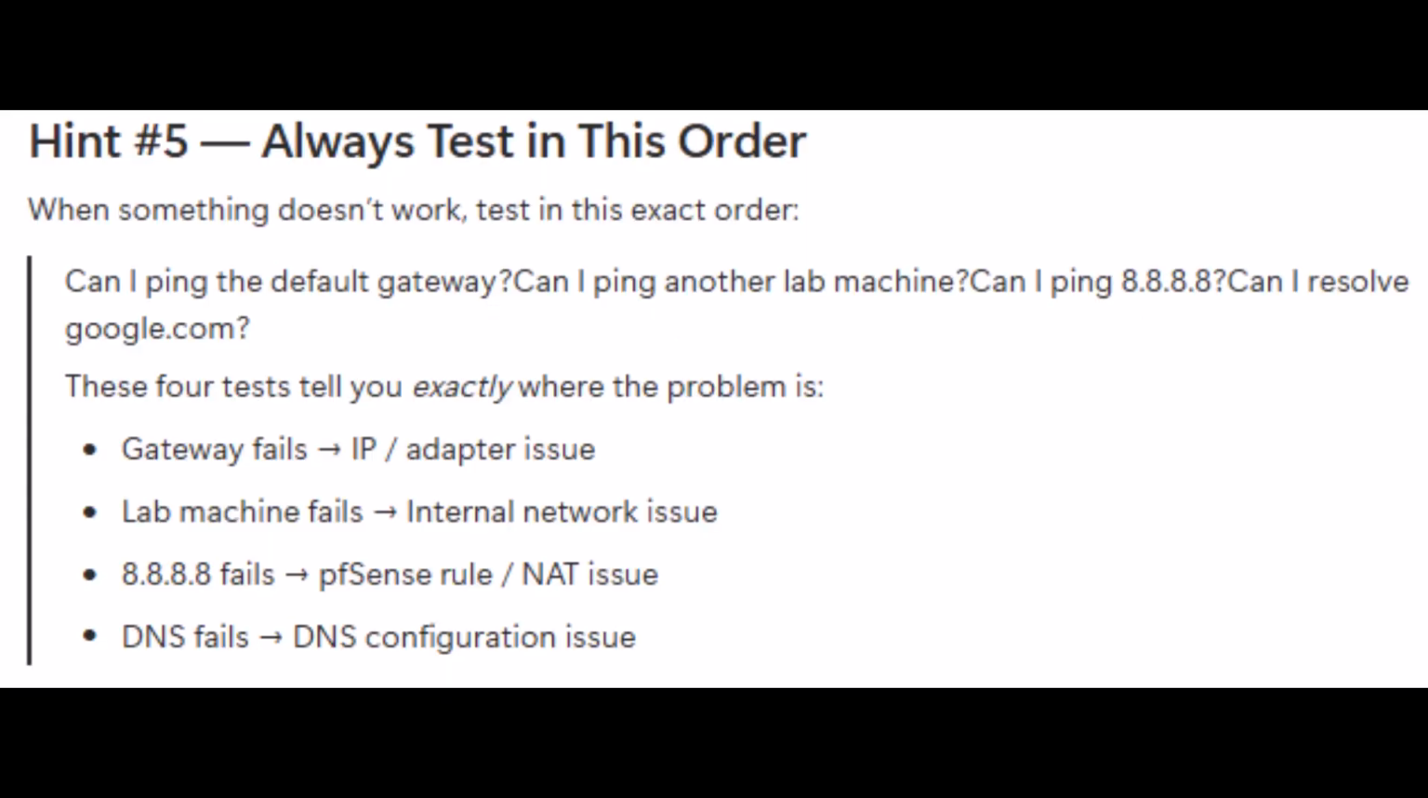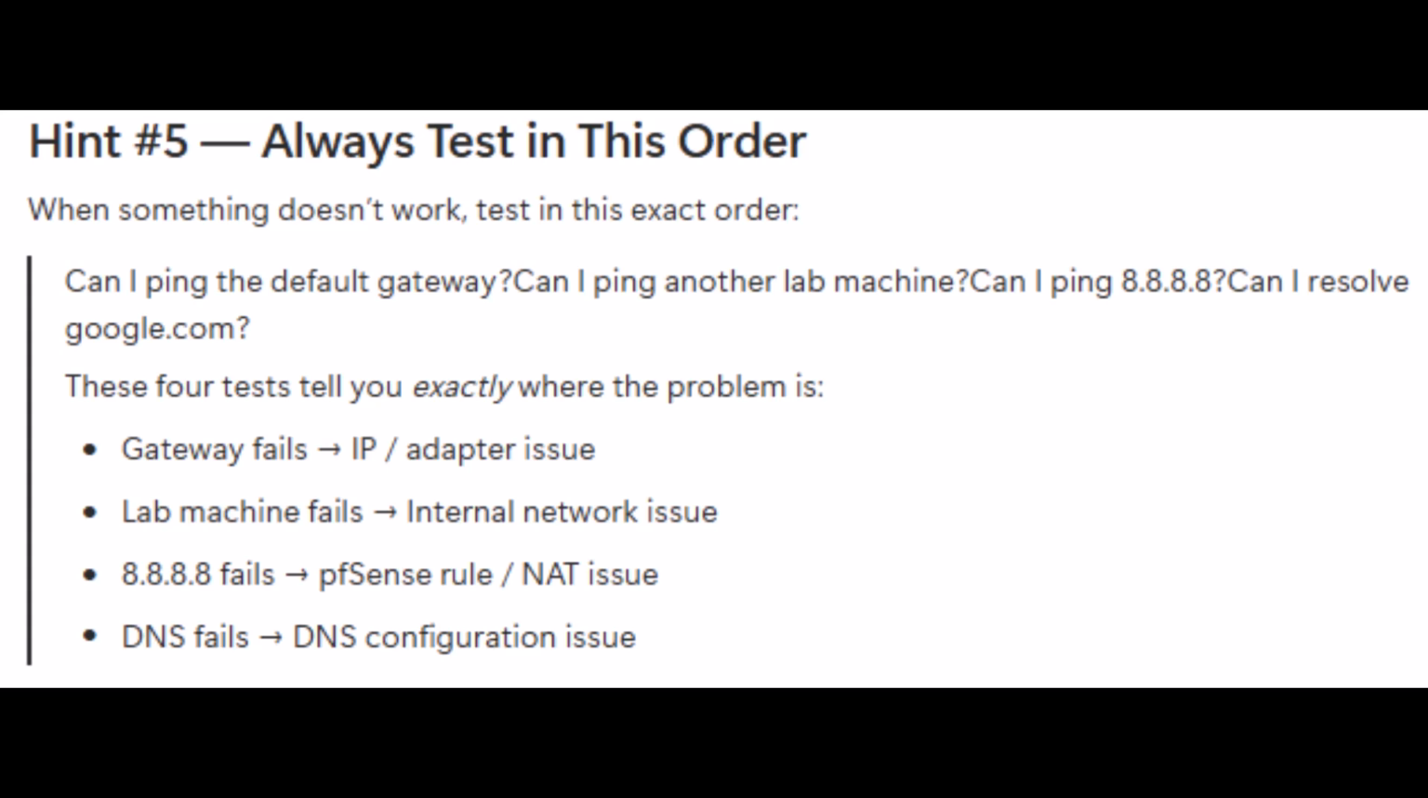The next hint is to always test in a certain order. When something doesn't work, test it in this exact order. Can you ping the default gateway? Can you ping another lab machine? Can you ping 8.8.8.8? And can you resolve google.com? These four tests basically tell you where the problem is.